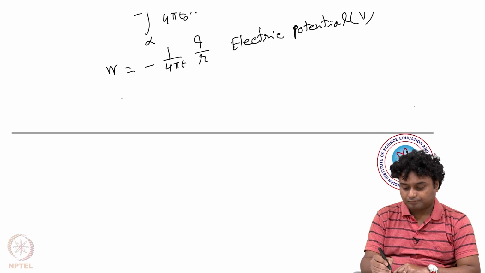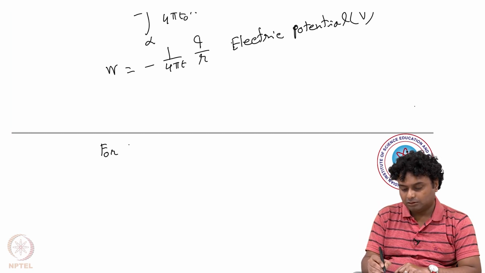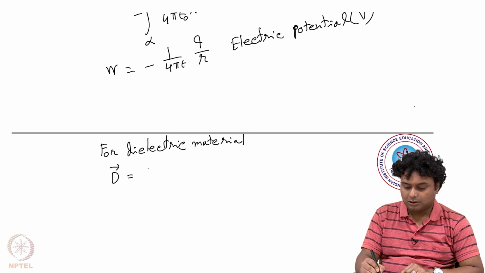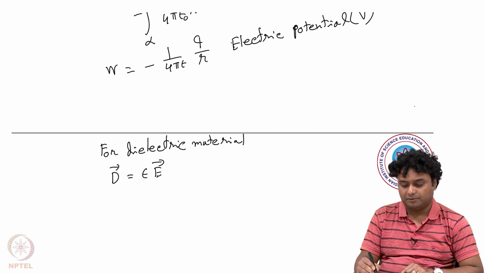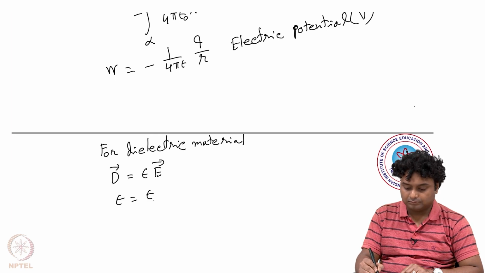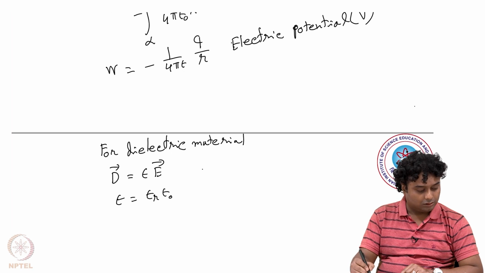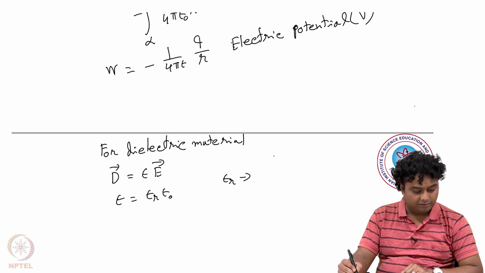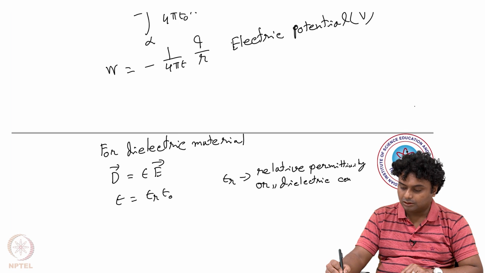So for a dielectric material, the displacement field D inside is epsilon into the external applied electric field E. And this epsilon is equal to epsilon r into epsilon naught, where epsilon r is the relative permittivity, or relative dielectric constant.